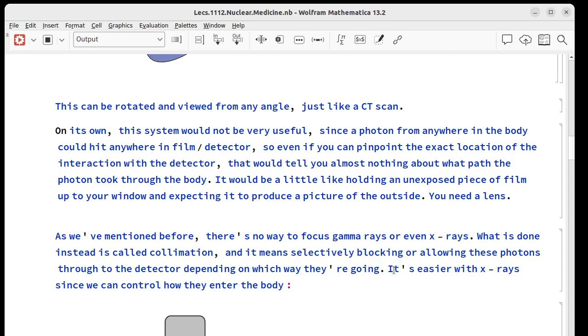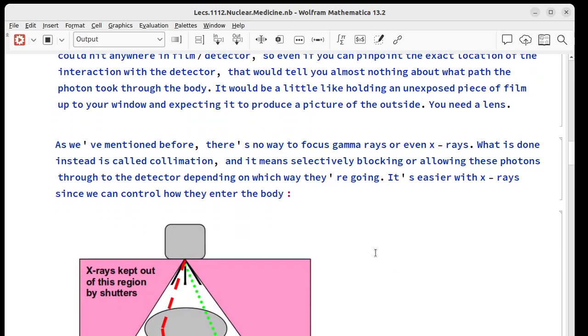And as we've said before, we can't focus gamma rays. We can't even focus X-rays. The best we can do is something called collimation. And what that means is aiming them one way and then only catching the X-rays that are aimed that way. Here in this picture, we've got the green line representing a path from the X-ray source down here to the detector, and these slanted lines here would be made out of lead, so that the only X-rays that are going to get through are going to be the ones aimed this way.